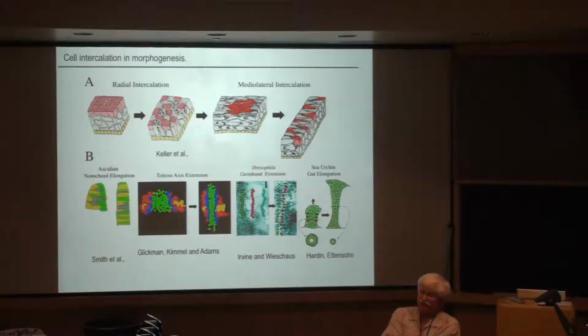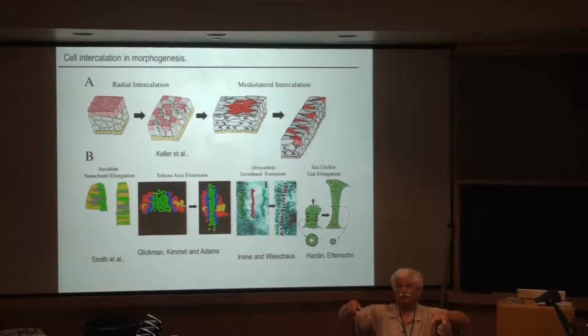Snail and Twist are involved in EMT in a mouse. They're involved in the EMT in gastrulation in the fly. So some of these signaling pathways are conserved. But there are a lot of differences in how you put your players on the field.